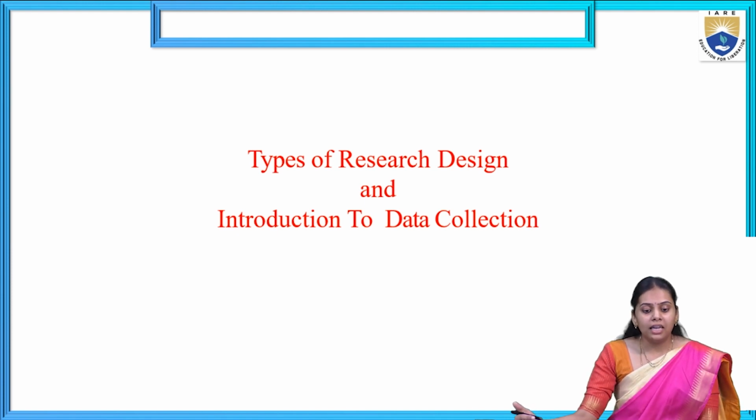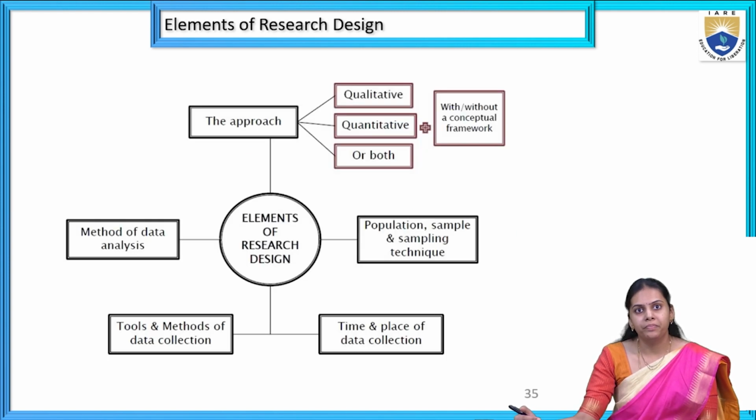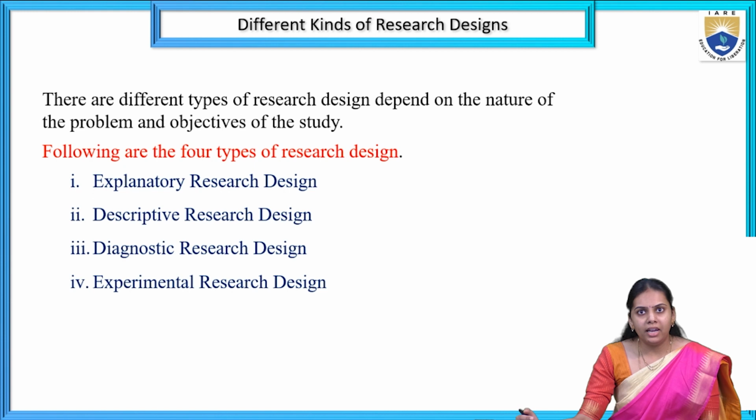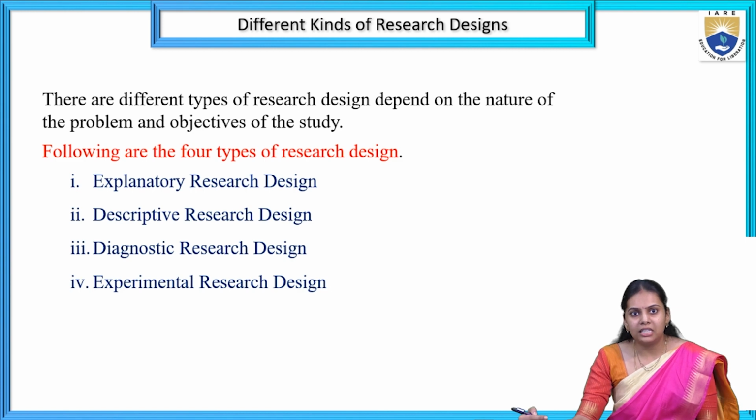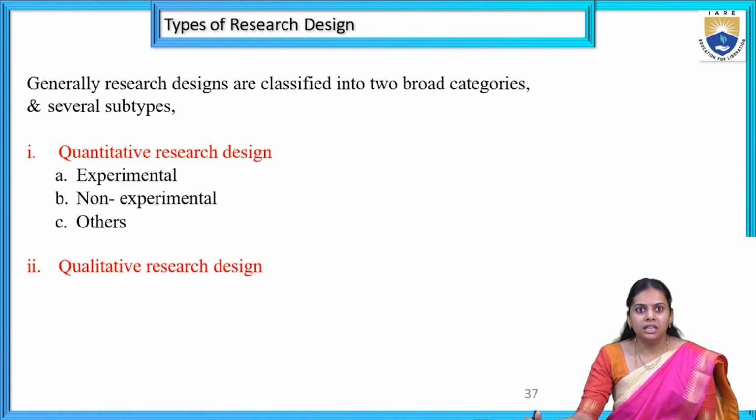And what are the types of research design? An introduction to the data collection. There are different kinds of research designs. One is the explanatory research design, the other is the descriptive research design, the other is the diagnostic research design, and the final one is the experimental research design. These are a few types of research design.